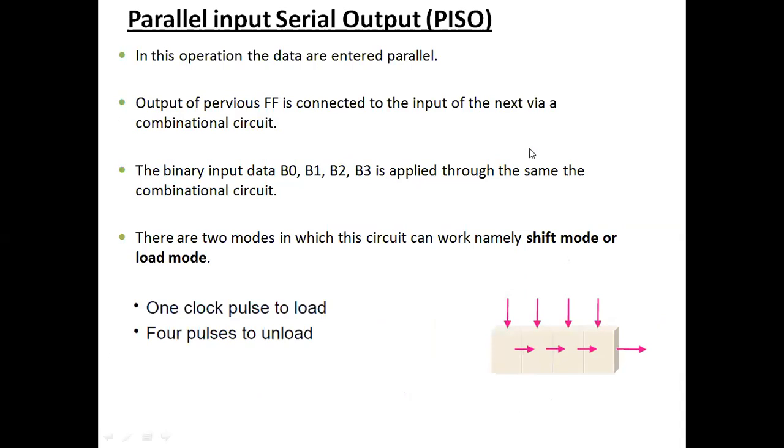Parallel in, serial out. In this operation, the data are entered in parallel. After application of 1 clock pulse, all the data will be stored in the 4 flip flops. There are basically two modes here. First, we load the data, then shift the data to take it out. After application of 1 clock pulse, all the data will be loaded to the register, and another 4 clock pulses are required to unload or shift the data from this register.